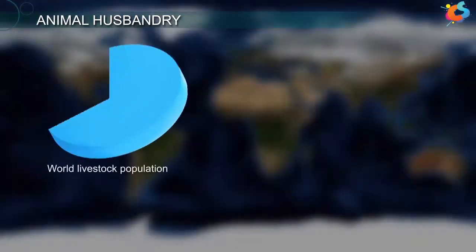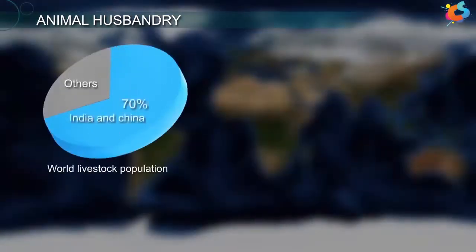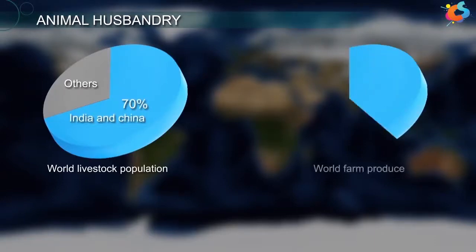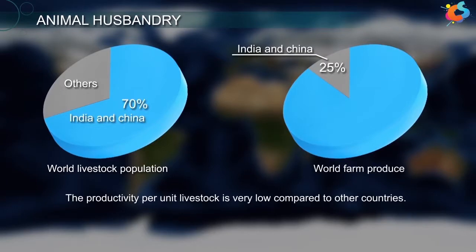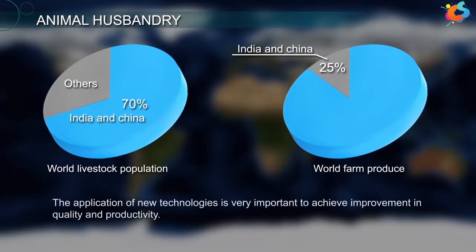More than 70% of the world livestock population is in India and China. However, their contribution to the world farm produce is a mere 25%. Thus, we can infer that the productivity per unit livestock is very low compared to other countries. Therefore, the application of new technologies is very important to achieve improvement in quality and productivity.